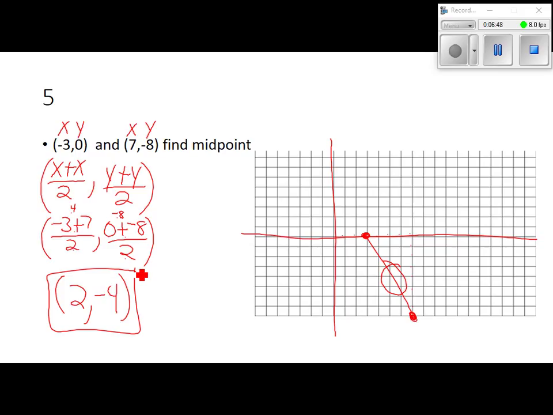A lot of people want to add these two numbers together to get something. A midpoint should give you a point. It should give you an ordered pair with an x coordinate and a y coordinate.